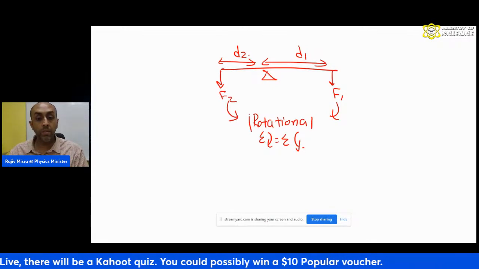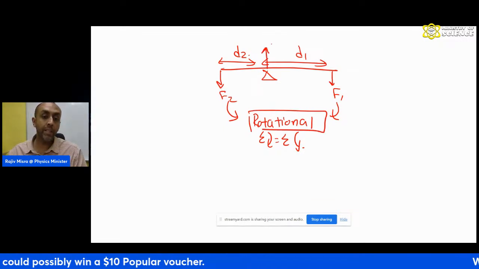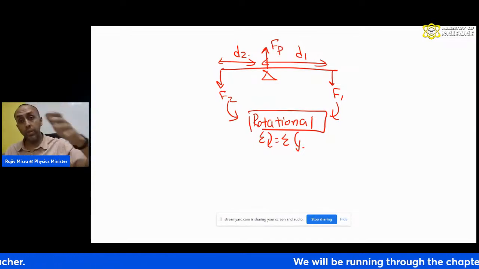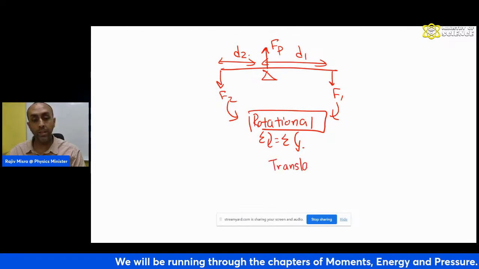Usually with this, most of your questions you should be able to solve. But keep in mind, if you want to find the force at the pivot, you can't exactly use rotational equilibrium. So what you do is you actually use this thing called translational equilibrium.